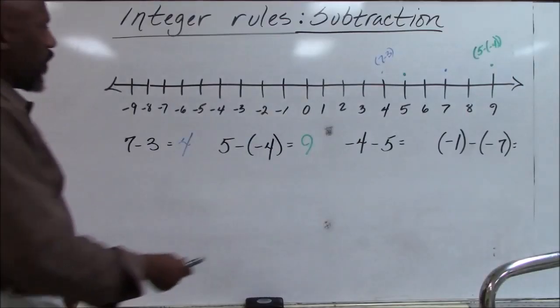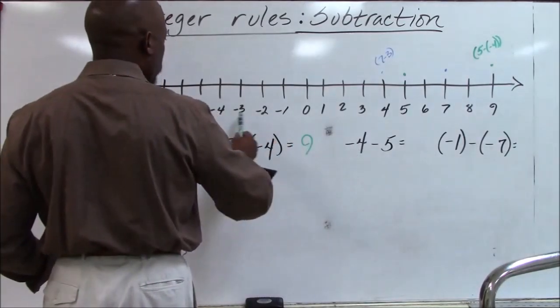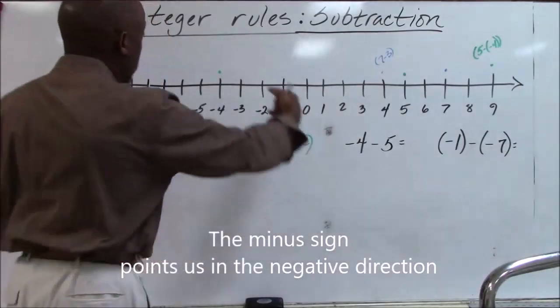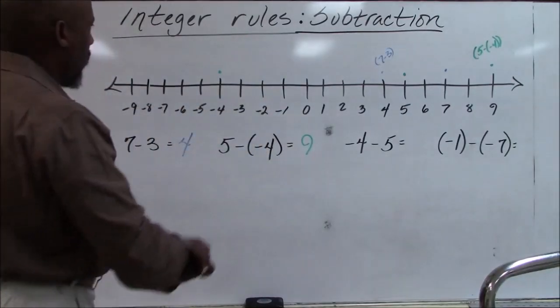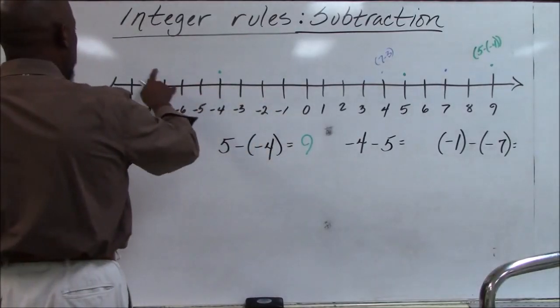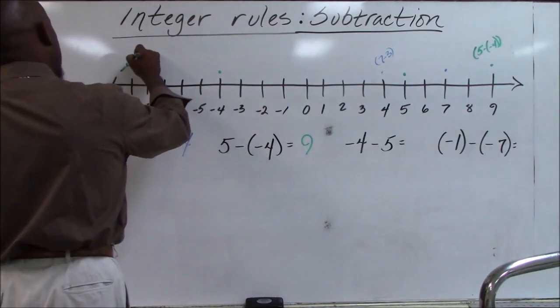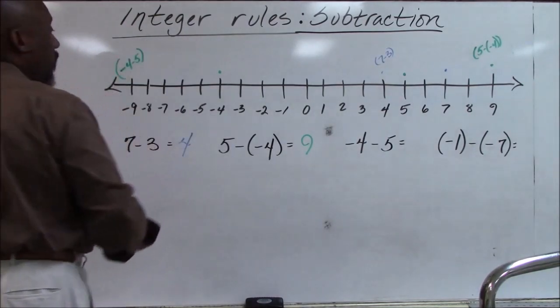All right, we start off with a negative 4. The negative tells us to go 1, 2, 3, 4. So we have our negative 4. Minus sign tells us to continue going this way. So we continue 1, 2, 3, 4, 5. And we find out that negative 4 minus 5 is negative 9.